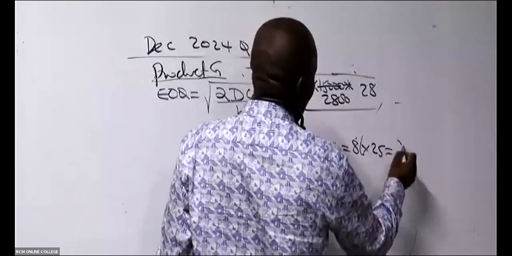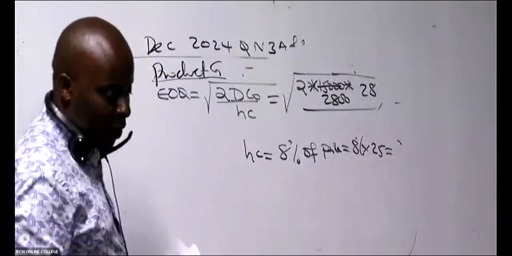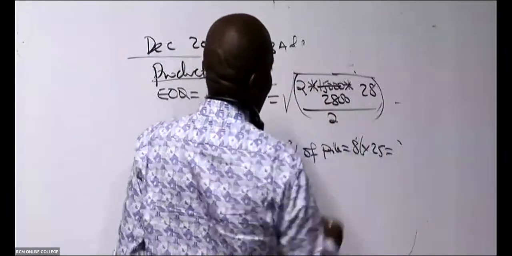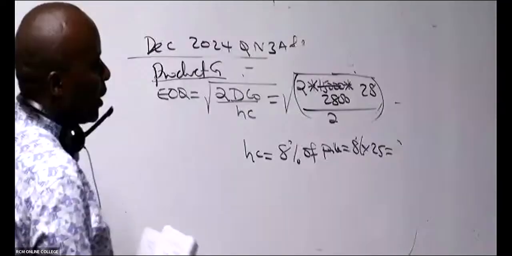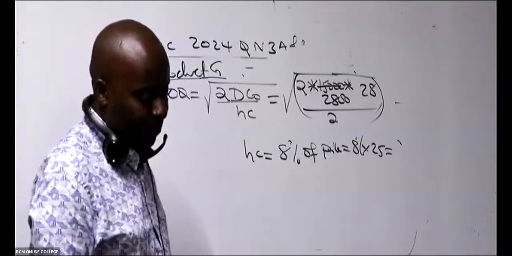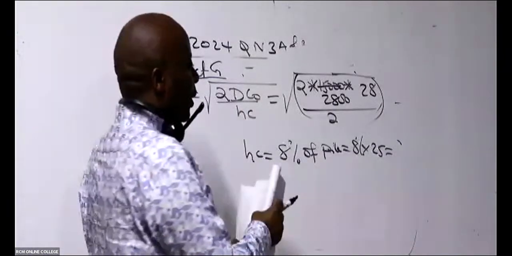Can somebody give me this figure first of all? 8% is 2. Somebody is giving a figure of 2. So please, you say 2 times 2,800 times 28, divided by 2. Whatever answer you get, go there right away and get the square root. Yeah, they're giving me 280.